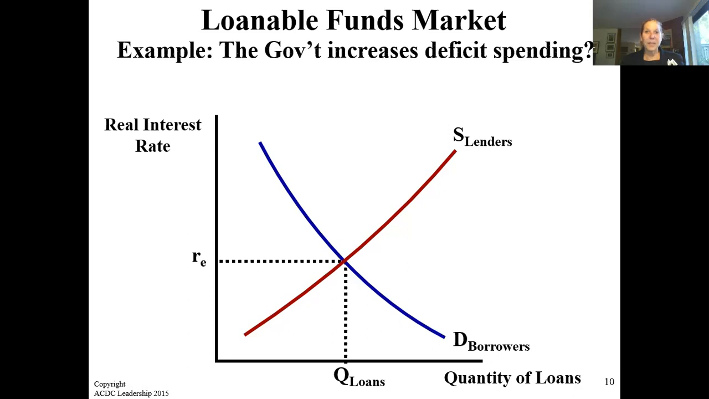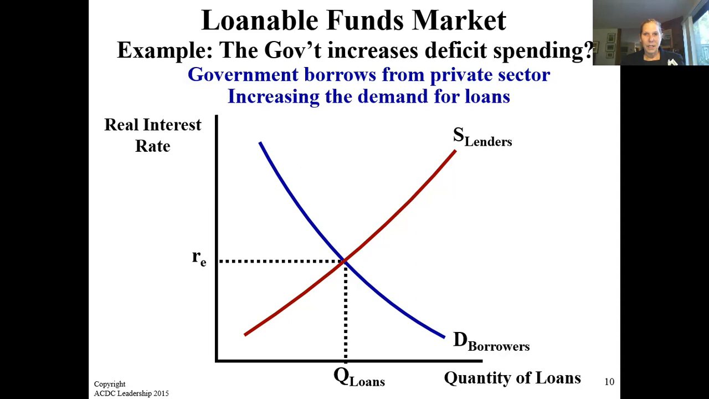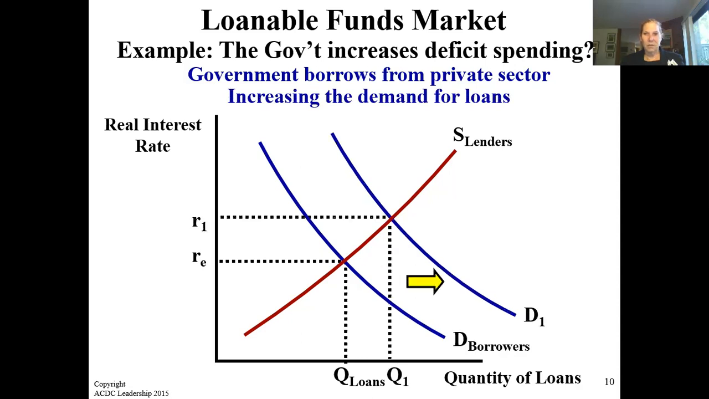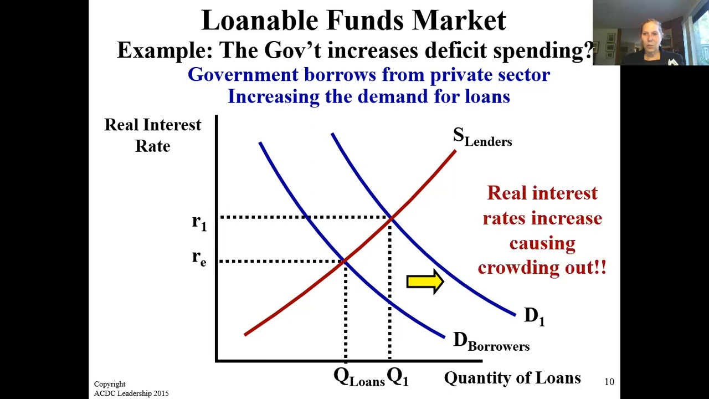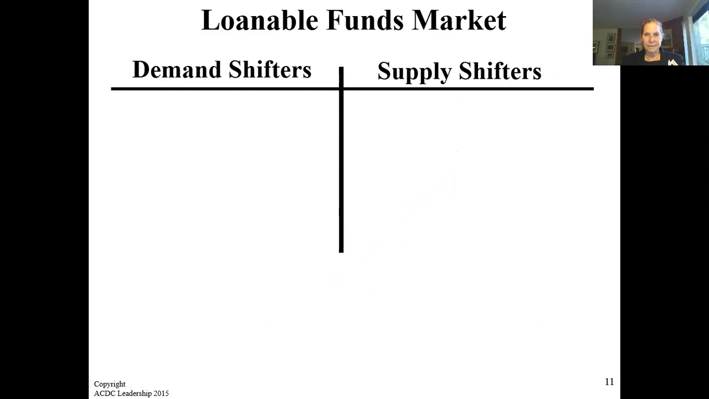Okay, example: the government increases deficit spending. What happens then? The government borrows from the private sector, increasing the demand for loans. So it creates a rightward shift in the demand curve for loans. Real interest rates increase, causing a crowding out effect due to the rightward shift in demand.